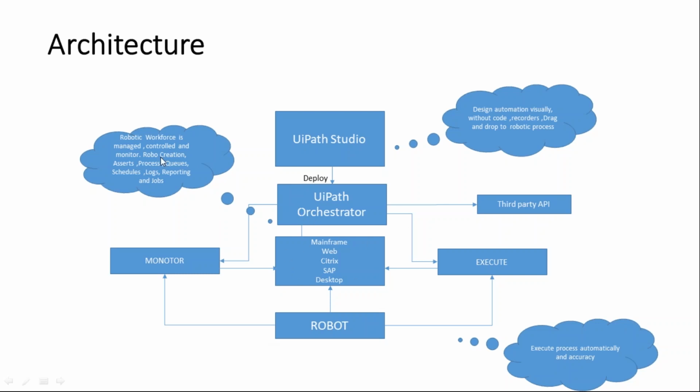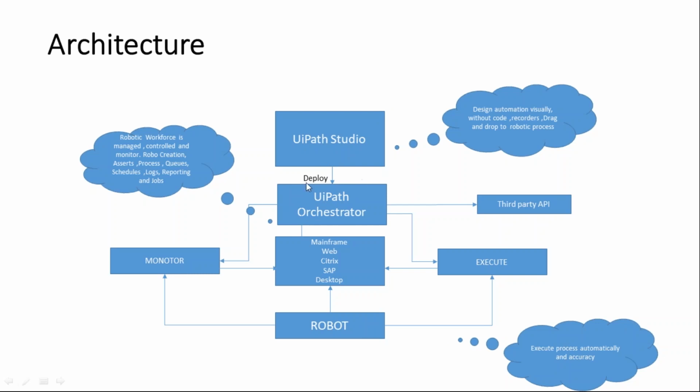In this UiPath Orchestrator, what can we do? The robotic workforce is managed, controlled, and monitored: robot creation, asset creation, process creation, queue creation, schedules, logs, and also I can generate reports by using Orchestrator. This entire process can be executed by using robots, that means execute the process automatically and accurately. This is your architecture data flow from the UiPath Studio to UiPath Orchestrator.